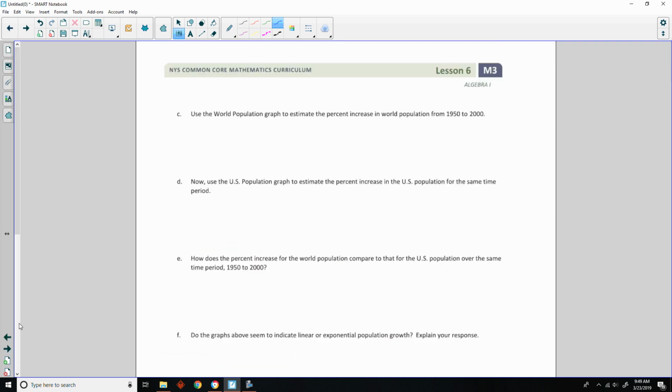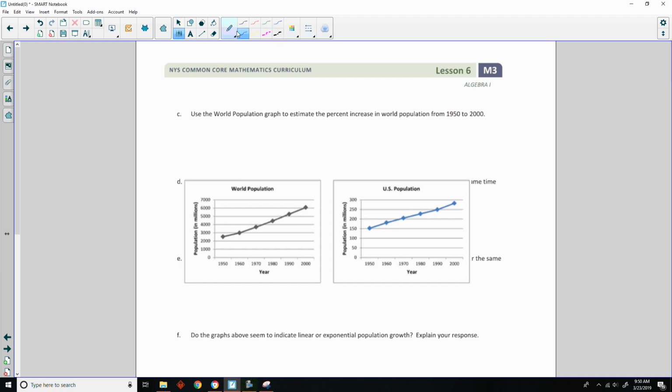Okay, part C. Use the world population graph to estimate the percent increase in world population from 1950 to 2000. Okay, so I brought the graphs in so we can do this easier. So we're using the world population from 1950 to 2000. So those are the values we're going to use. X is 1950, comma, y is 2,500. Okay, the other point is 2,000, 6,000. Don't you love it when technology doesn't work?